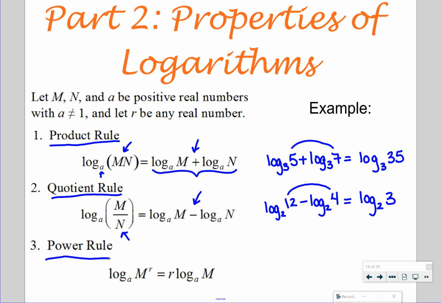Finally, the power rule. The power rule is used in two different ways depending on what we're trying to do. It first says if we have a log of a number to a power, we can take that power and move it down in front of the log, or vice versa. If we have a number multiplied by a log, we can put it in the exponent. So for example, let's say I had log base 3 of 5 squared. This property says that's equivalent to 2 times log base 3 of 5. That power we're bringing down in front of the log.